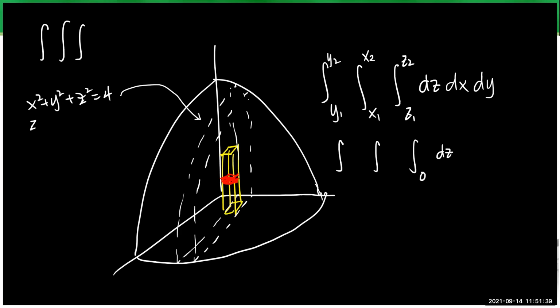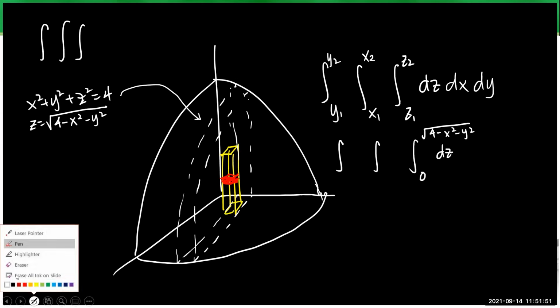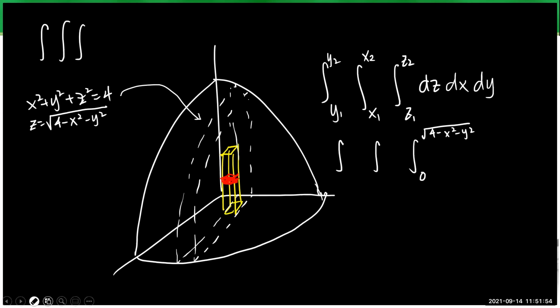Therefore, I can see that z is the square root of 4 minus x squared minus y squared. Pangit. Ilabas ko yung z. Mukhang nasa loob eh. Alright. Now, yung x ko, look, x.